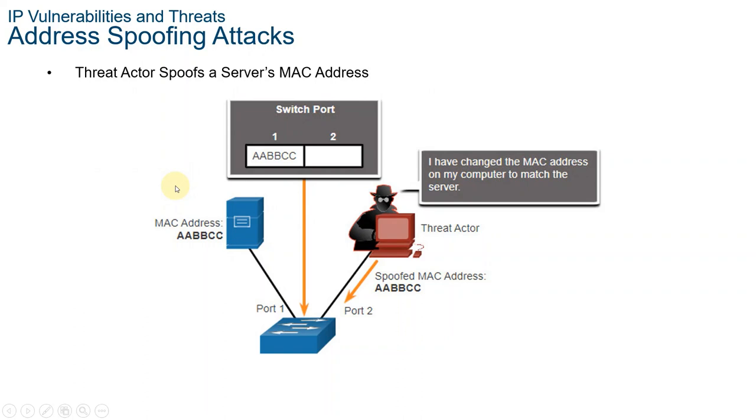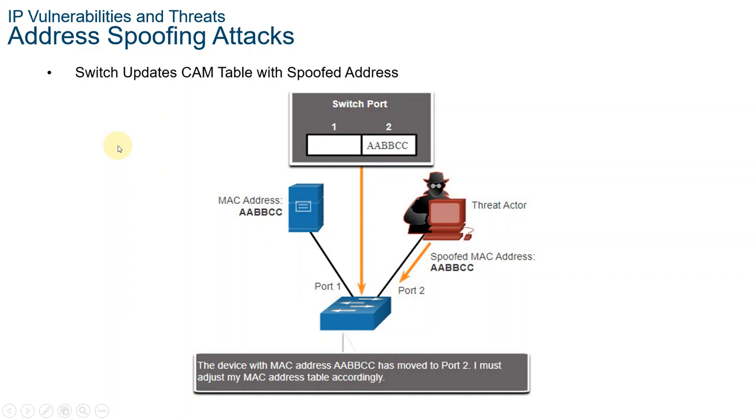We have here an example where threat actors spoof a server's MAC address. The switch overrides the current CAM table entry and assigns the MAC address to the new port. It then forwards the frames destined for the target host to the attacking host. Next, the switch updates the CAM table with the spoofed address. Application or service spoofing is another spoofing example. A threat actor can connect a rogue DHCP server to create the man-in-the-middle, or MITM, condition.